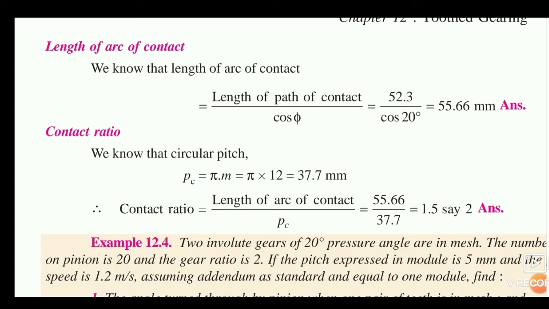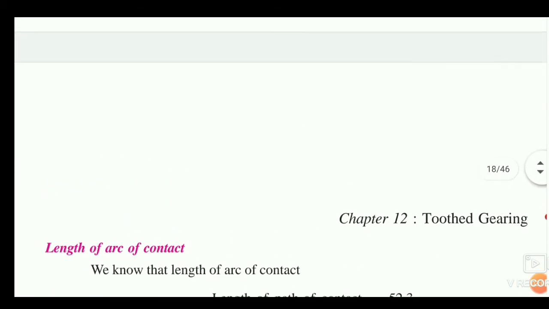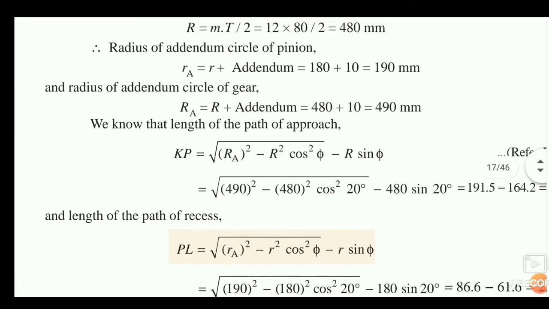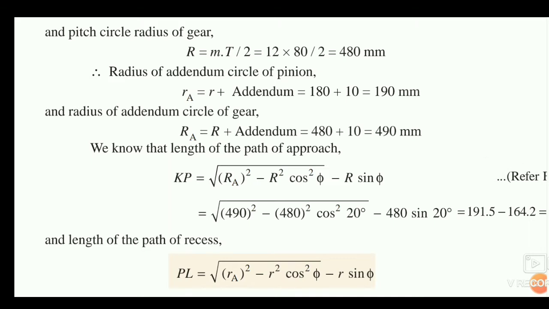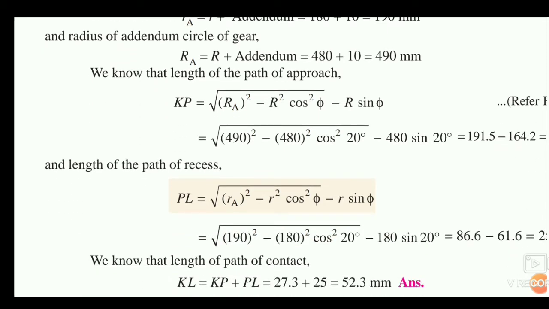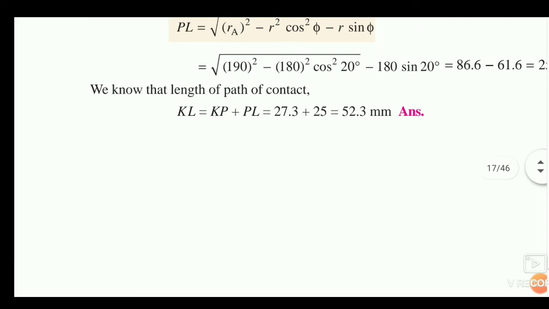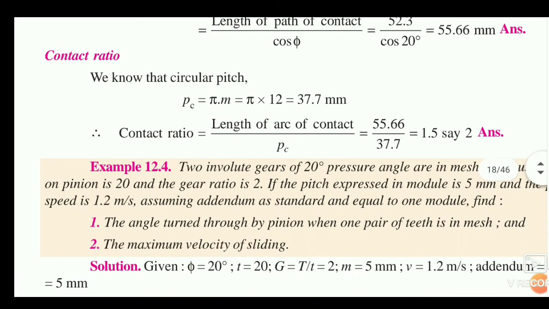So this is very easy. That's why I told you the problems in this module are very easy once you memorize the important formulas of length of path of contact and length of arc of contact. And it is very easy to memorize, because length of path of contact is nothing but path of approach, ra square minus r square cos square phi minus r sin phi, and length of recess will be all the small letters. So you can add directly and get the value. So that is one type of problem.